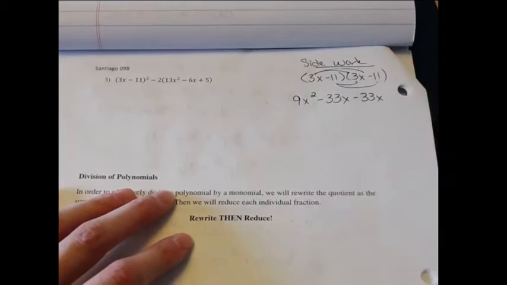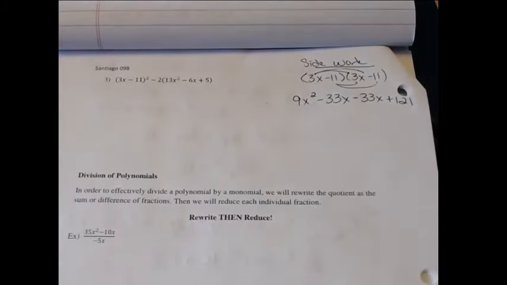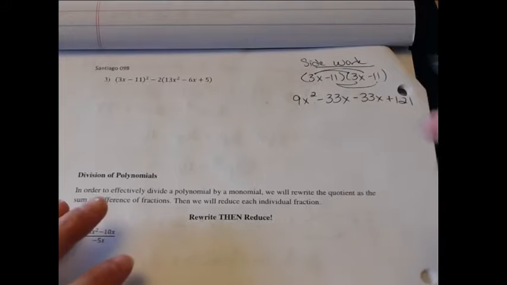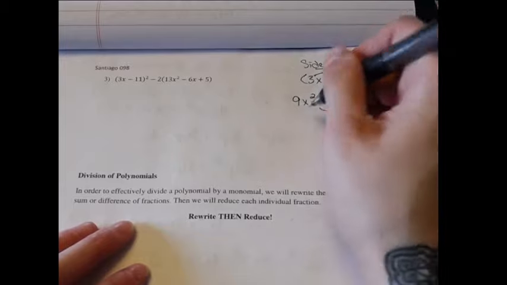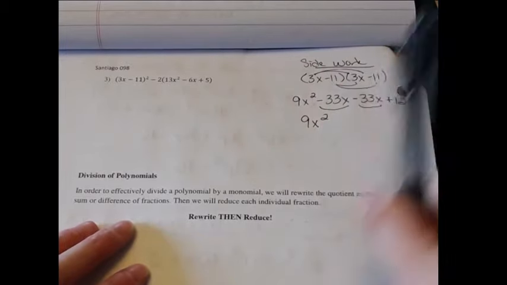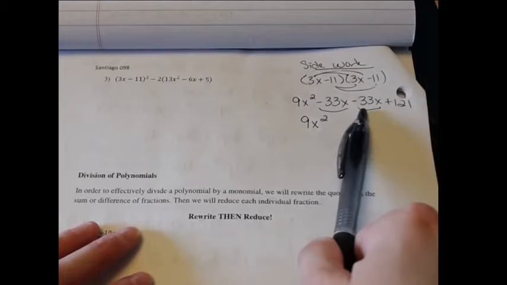And negative 11 times a negative 11 is positive 121. Okay, so far so good. Notice these two are like terms, so I'm going to combine them real quick. So we have 9x squared. These are not opposites, so they do not cancel each other out. Be super careful with that.